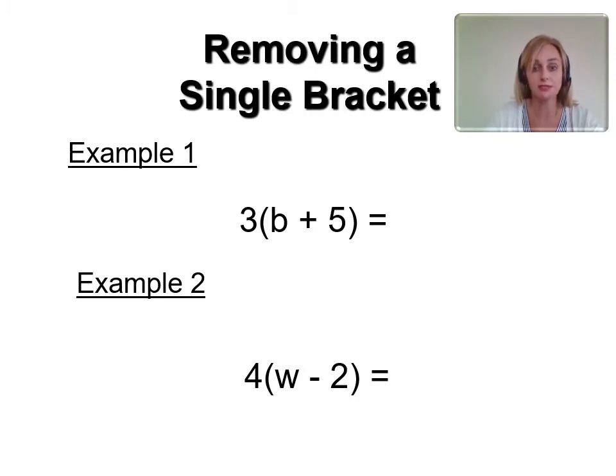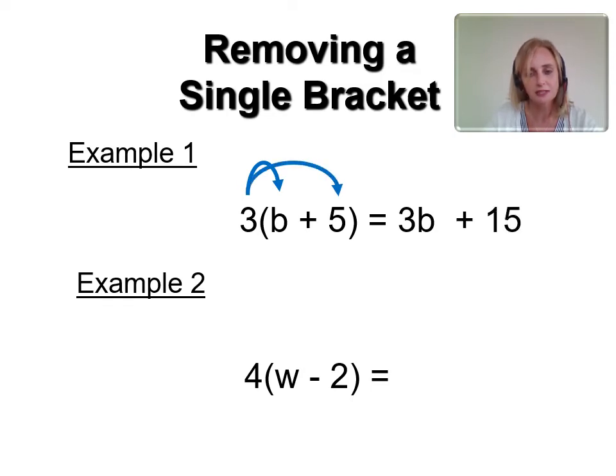So example one there has an expression with a single bracket, so a 3 on the outside and b plus 5 on the inside of that bracket. When we remove a bracket, we want to multiply everything inside the bracket, each term in turn, by the term that's on the outside of the bracket. And by outside I mean directly outside. Think of it as sticking to that bracket. So in this case, we'll use our little rainbows. 3 times b is 3b, and 3 times plus 5 is plus 15.